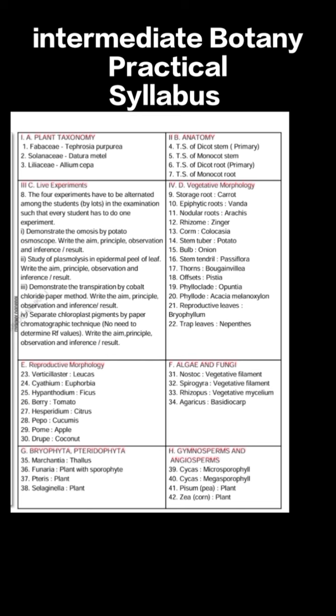The 4 experiments: number 1, osmosis by potato osmoscope; 2, study of plasmolysis in epidermal peel of leaf; 3, demonstrate transpiration by cobalt chloride paper method; 4, separate chloroplast pigments by paper chromatography technique.